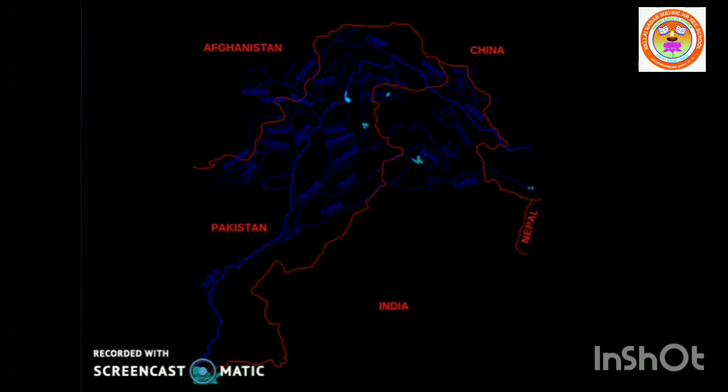The third one is the Ganga Plains. The Ganga Plains extend from the river Yamuna in the west to Bangladesh in the east.